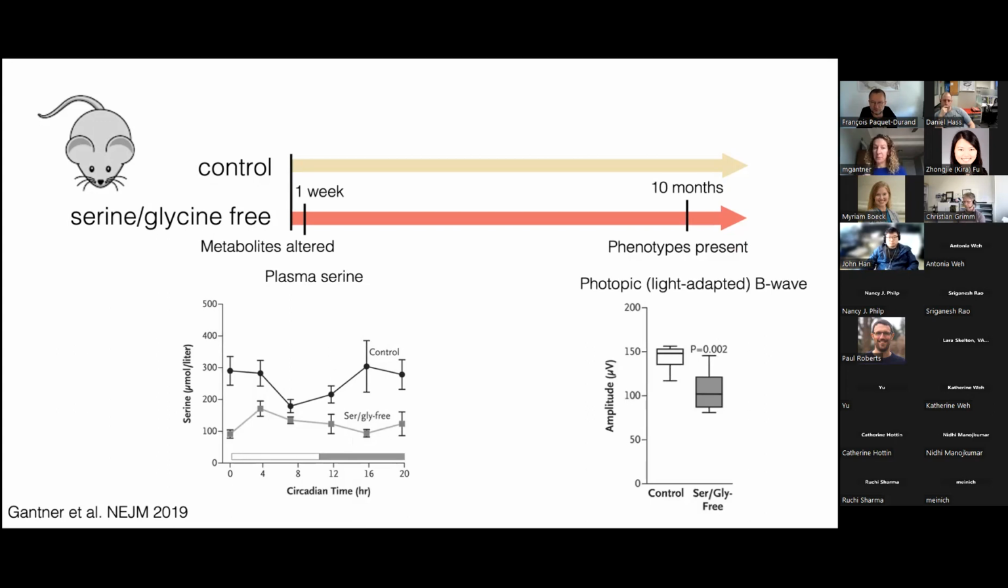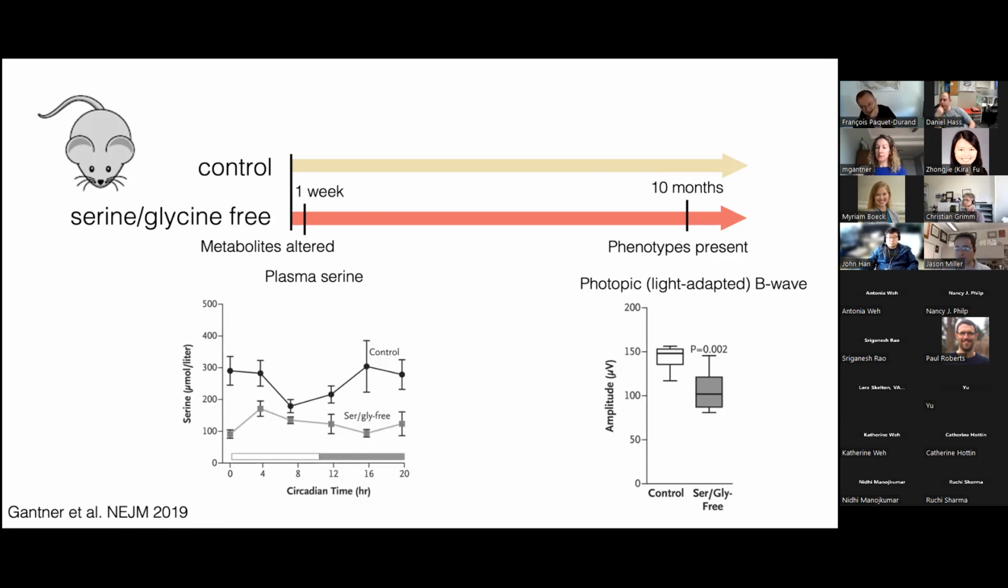Interestingly, when we've put these mice on this diet and then watched them over time, looking to see if there's any consequence to the eye, it takes almost a full year before we start to see a retinal defect. The first thing that presented was an ERG defect. We saw a photopic B wave reduction, suggesting that the cone pathways are impaired. As the mice get older, we see even more aspects of the ERGs disrupted, but this is the first and the most consistently reduced phenotype we see in the mice.